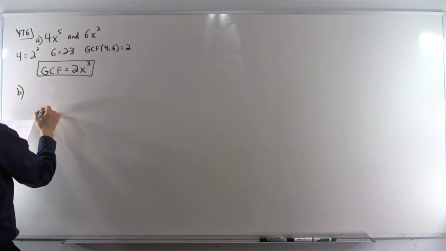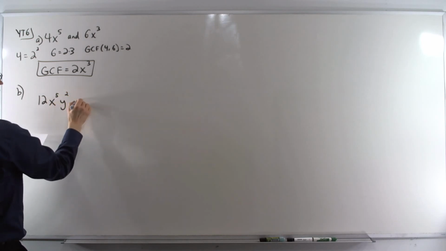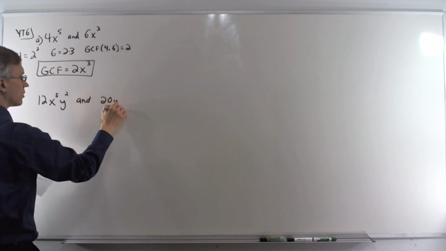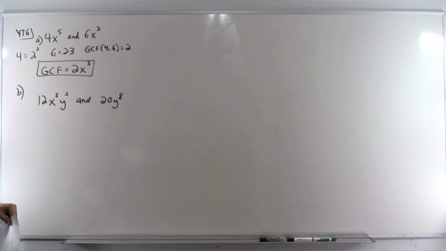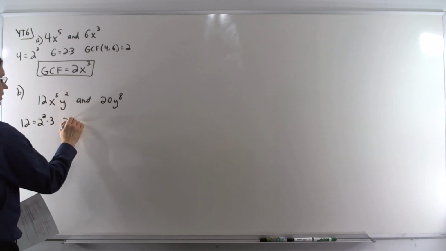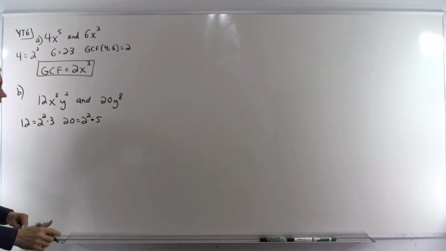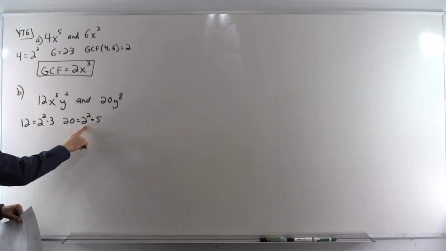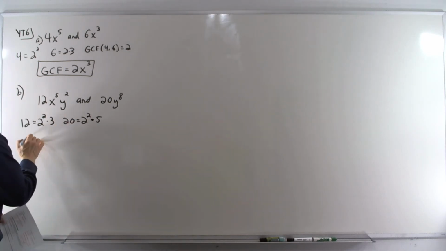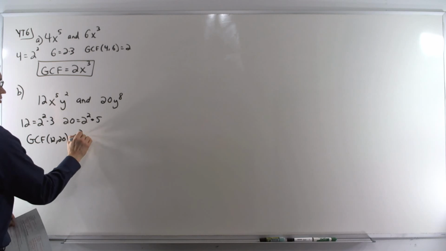B, we're going to find the GCF of 12 x to the 5th y squared, and 20 y to the 8th. Let's do the numbers first. 12 is 2 squared times 3, and 20 equals 2 squared times 5. So now we've got a matching base of 2. 3 and the 5s have no matches, so we'll just look at the 2. Smallest exponent is 2, so there's your greatest common factor, 2 squared, or 4.